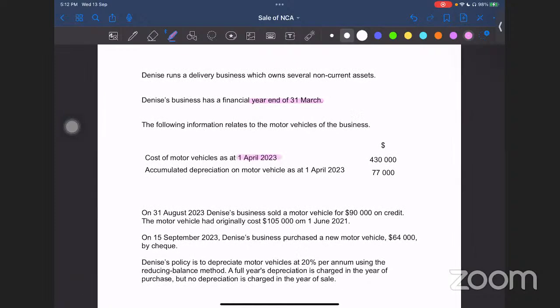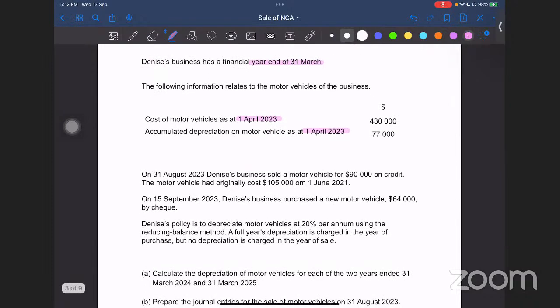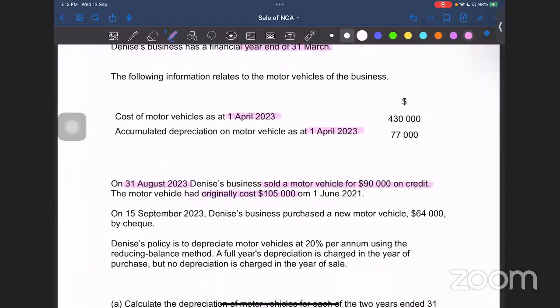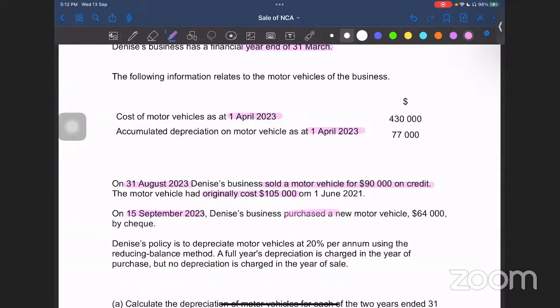Right? So over here, these are my beginning balance for my existing equipment. So this is 1st April 2023. And then here I say that on March, I actually sold one for 90,000 and the original cost was 105,000. Okay. And then they say that on this date, they purchased something new again, 64,000. So my depreciation policy, 20% using reducing balance, full year depreciation charge at year of purchase, none in the year of sale. So it's the same. We don't have to prorate our depreciation.